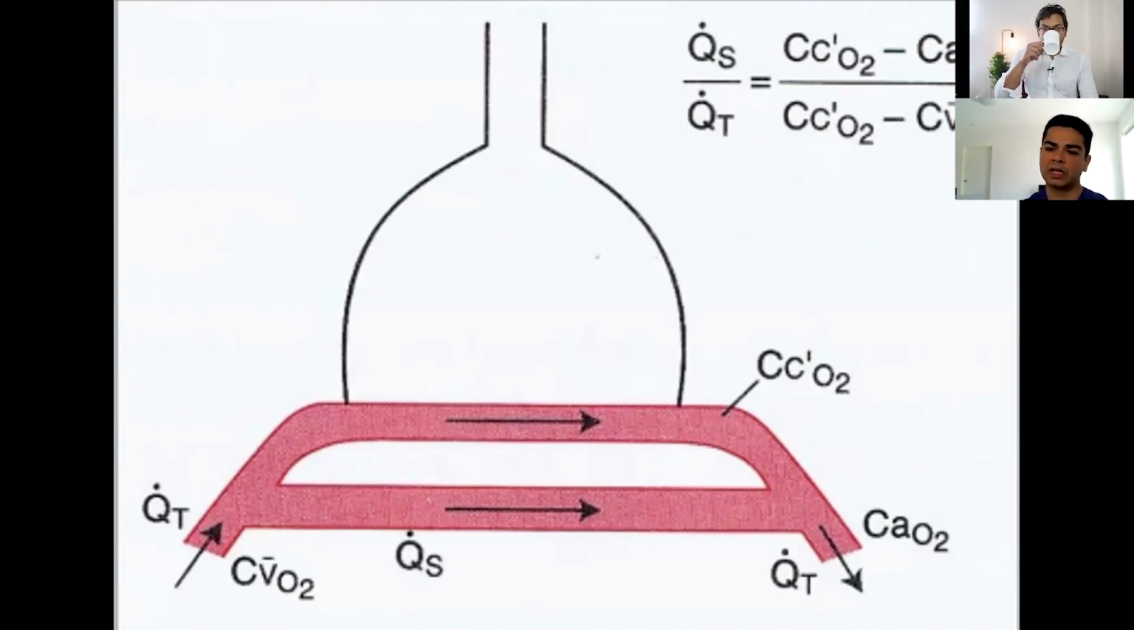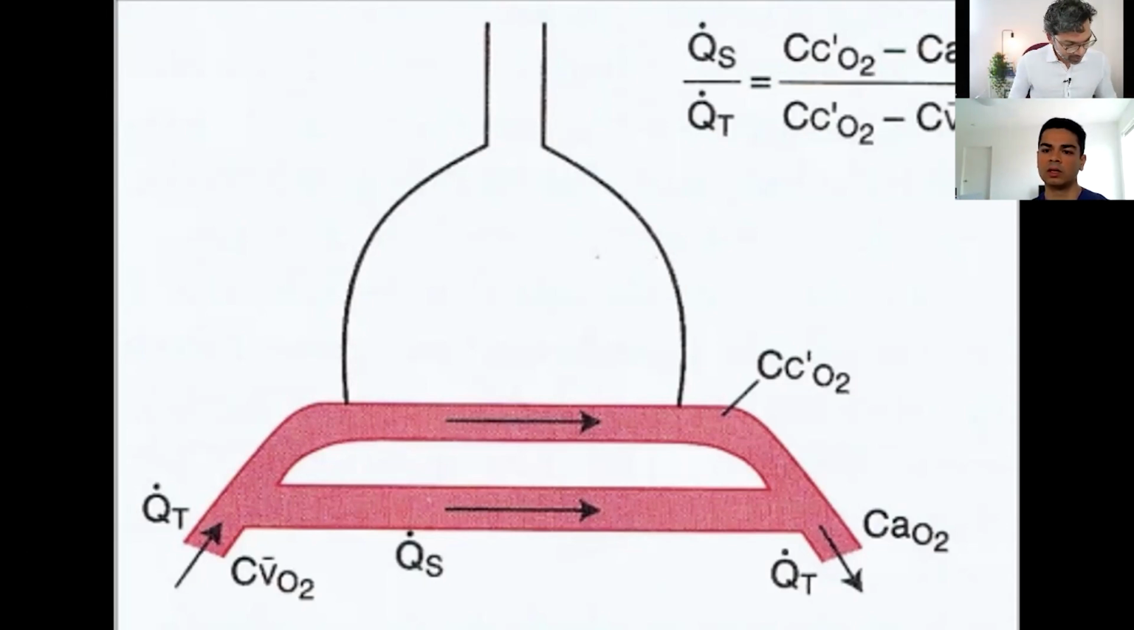Firstly, it's a ratio. Q denotes flow. So QS is the portion of the flow which is shunted, over QT, which is your total flow. The ratio is C prime O2 minus CaO2, which is your end capillary O2 content, not your partial pressure, your content, which we will get into in a second. And C prime, for everyone who's watching, means end capillary. So it's definitely the content of end capillary blood.